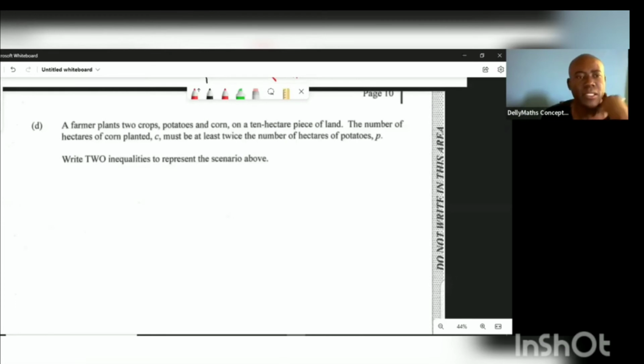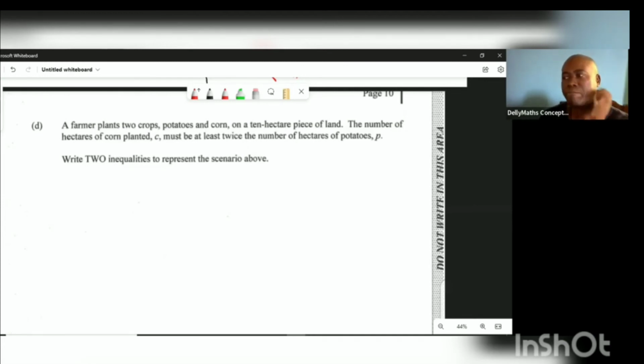A farmer plants 2 crops, potatoes and corn, on a 10-acre piece of land. The number of hectares of corn planted must be at least twice the number of hectares of potato planted. Write 2 inequalities to represent the scenario above.